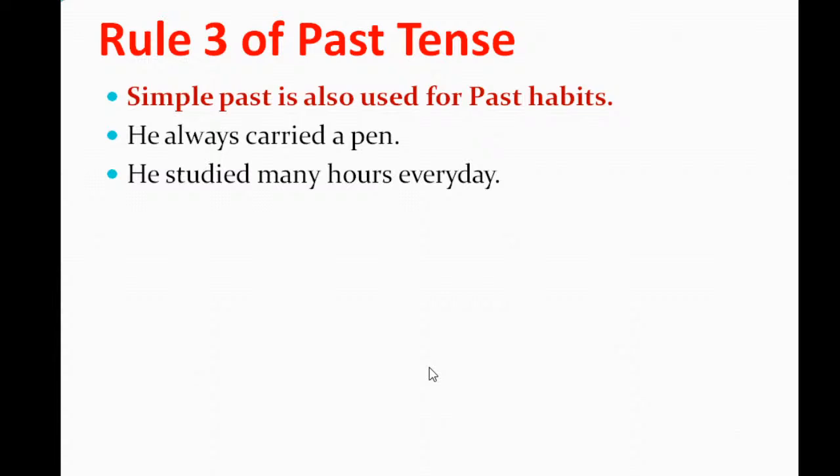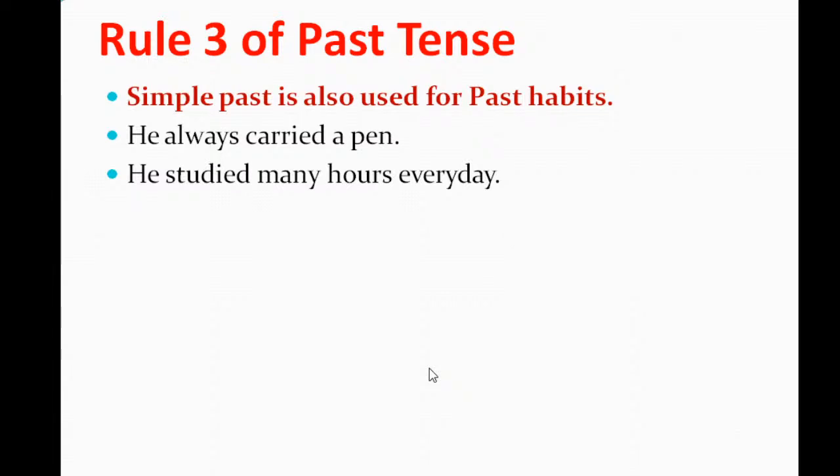वो हमेशा अपने साथ एक पेन कैरी करता था. So he always carried a pen, and we are referring to a past event. This is not happening anymore. He studied many hours every day. वो हर दिन घंटों पढ़ता था. तो पढ़ता था, it's a past. He studied many hours every day. So that is how it is denoted when we are talking about past habits.